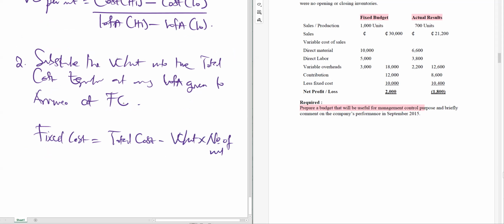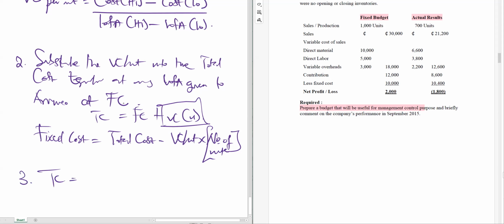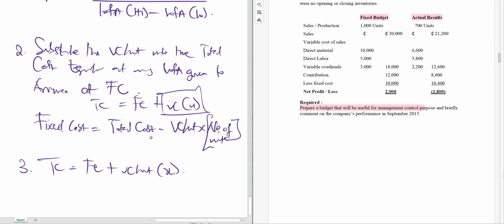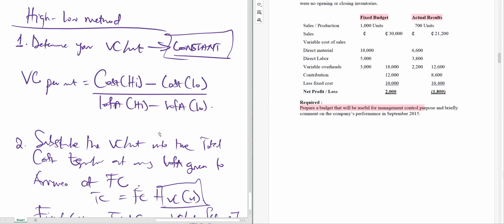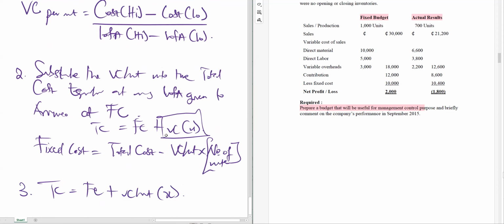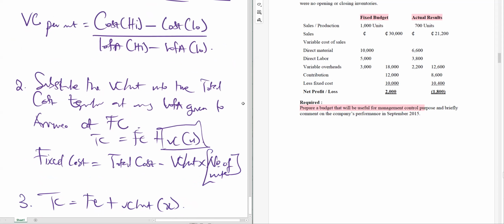True or false? Because we know total cost equals fixed cost plus variable cost per unit times the number of units. So if we want fixed cost, we can make fixed cost the subject. Do you all agree? Then the third step is to get your total cost equation, which is the fixed cost plus the variable cost per unit times the number of units, right? So that's how we do the high-low method. So we can take a question and use it to get our missing figure. Whether there's a step cost or no step cost, you can still do your high-low. It's not anything difficult. Is everybody on point?